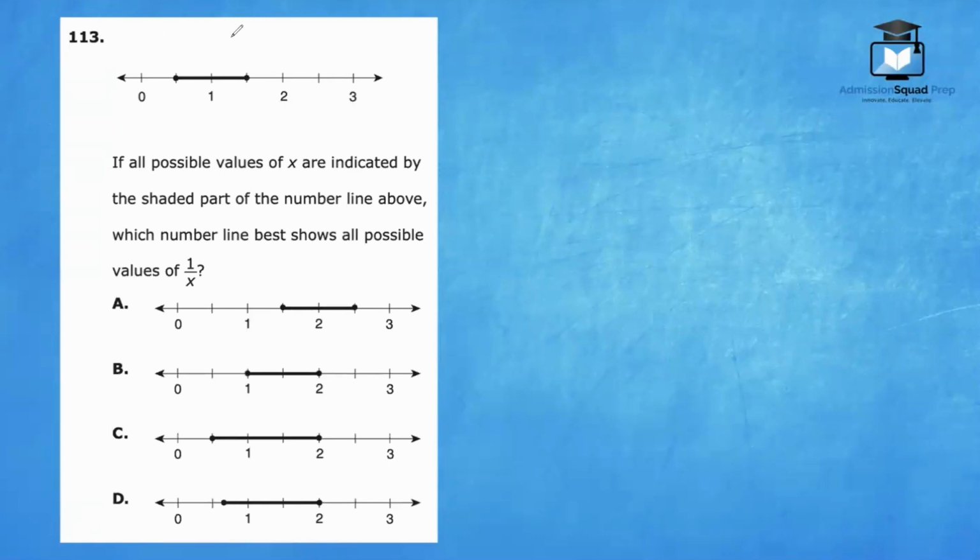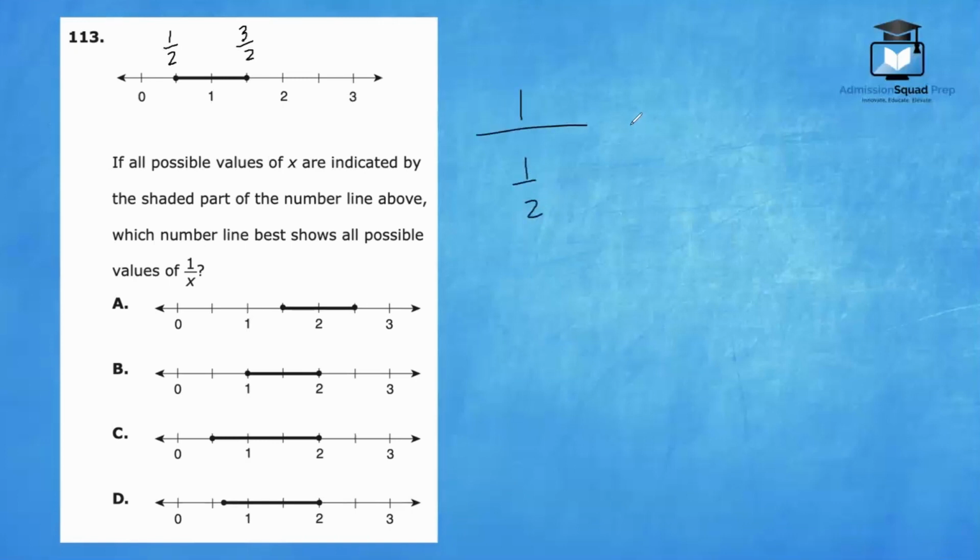If we take a look at the number line, it starts off at 1/2 and it ends off at 3/2. We also have 1 right there in the middle. We need to identify what is the range of values when we compute 1 divided by x, and x can be any number from 1/2 to 3/2. Let's give this a try.